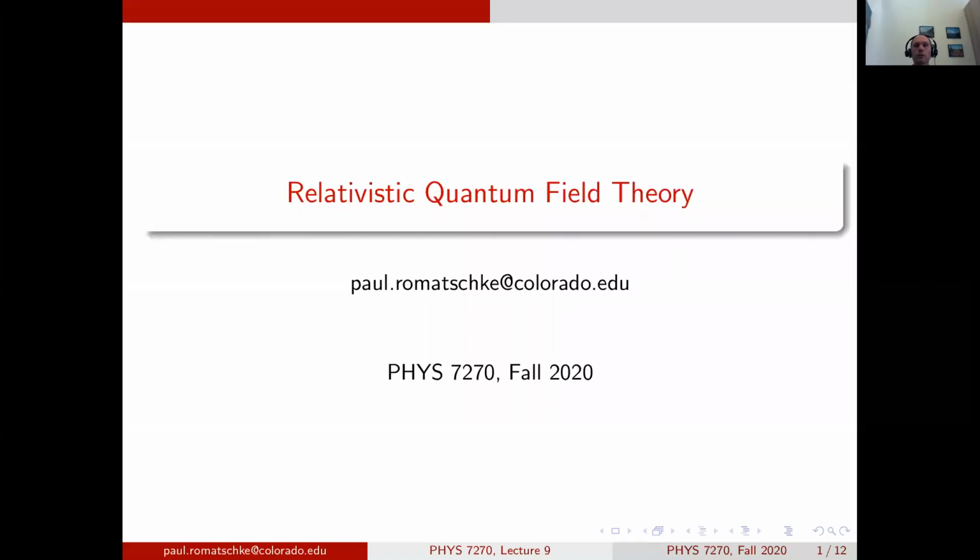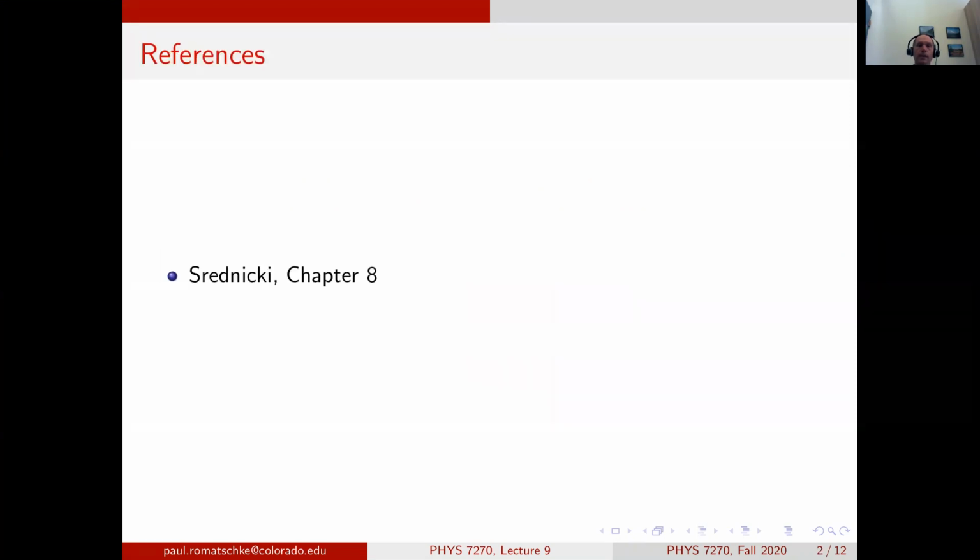Welcome to Introduction to Quantum Field Theory, Lecture 9. In this lecture, I will set up a relativistic quantum field theory and provide the first steps to solving observables in full quantum field theory. The reference for this lecture is the textbook, Chapter 8.